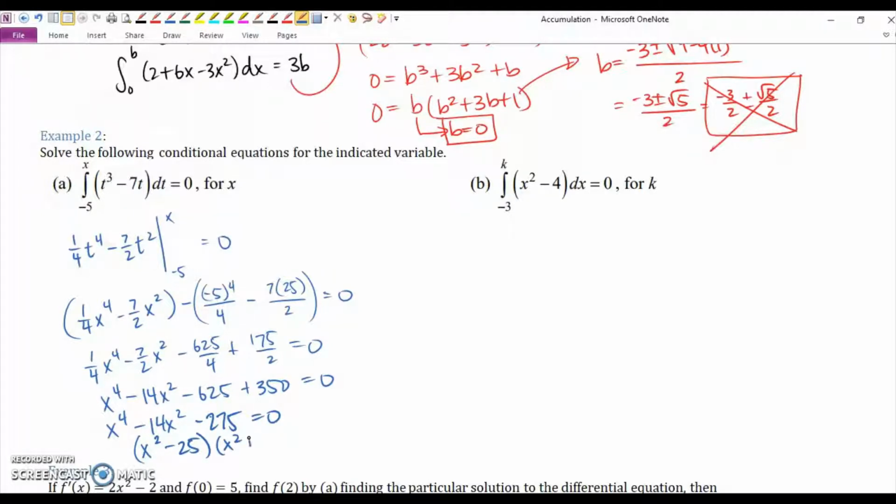So x squared plus 11 equals 0. And so we have two answers. We have x equals 5. We have x equals -5 from the first two. And then this one, subtract 11 and square root, that's going to be imaginary. So those aren't going to make any sense. And so when does the integral equal 0 for that? Well, apparently it equals 0 when x is 5, or -5.